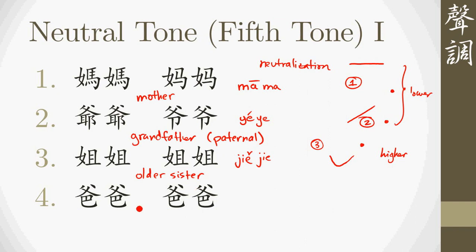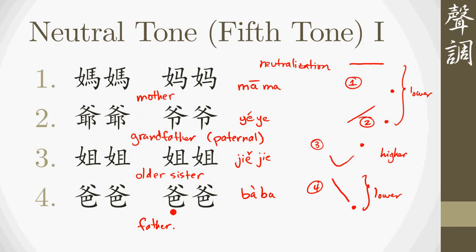Okay, last one. Each of the characters by themselves is pronounced ba in fourth tone. Together, we write one with ba and then a neutral tone. Baba. Okay, this is going down, neutral tone meeting at the bottom. So again, it's lower. Okay, baba. Okay, and this is father. To say these once again, we have mama, 爷爷, 姐姐, baba.